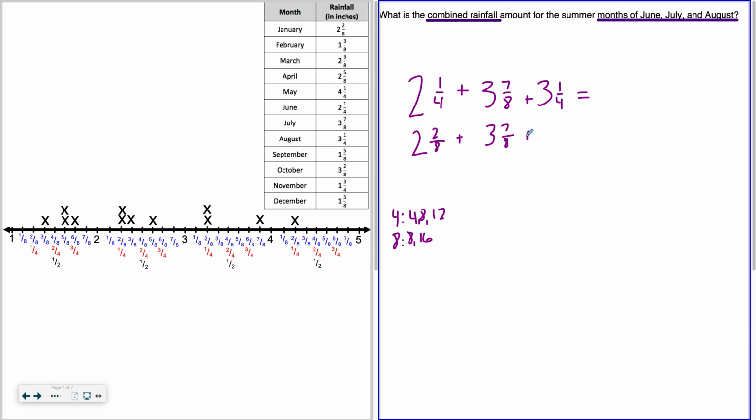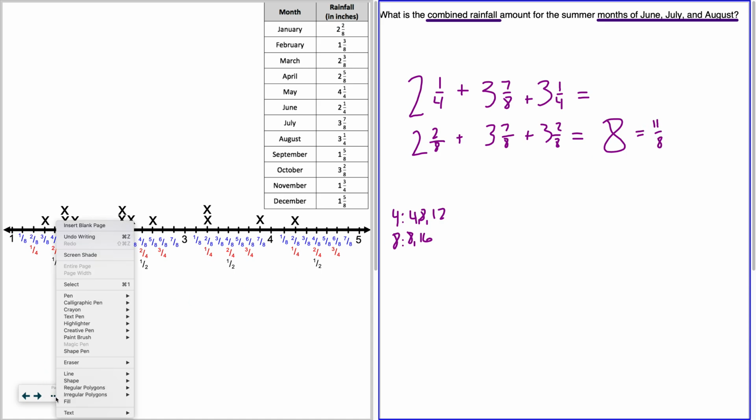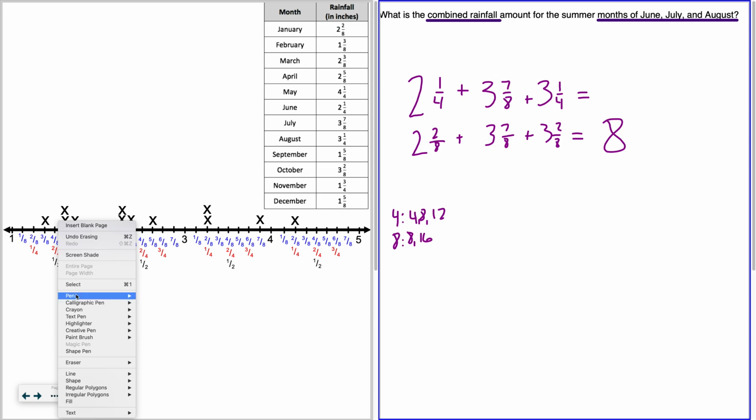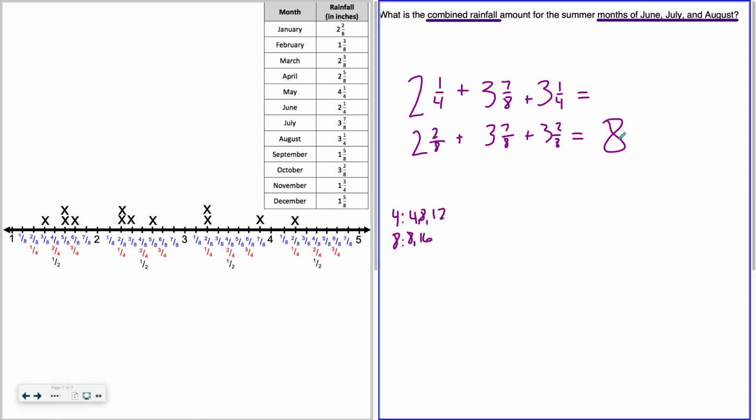And now I'm free to add. So I'm going to start with the whole numbers. 2 plus 3 plus 3. Well, 3 plus 3 is 6, and 6 plus 2 is 8. And 2 eighths plus 7 eighths plus 2 eighths. Well, 2 eighths plus 2 eighths is 4 eighths. And 4 eighths plus 7 eighths is 11 eighths. Oops, I didn't mean to write an equal sign, and I don't think I meant to write plus either. Okay, so I have 8. Let me actually write this closer. So I have 8 and 11 eighths.